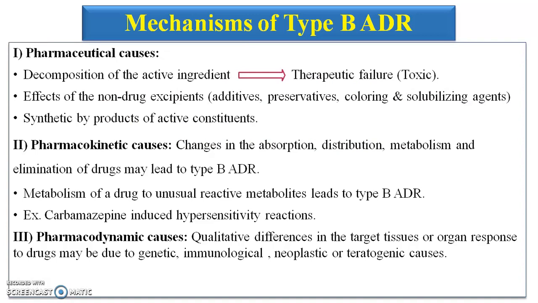And coming to type B mechanisms, again it is divided into three different types: pharmaceutical causes, pharmacodynamic causes, as well as pharmacokinetic causes. In case of type B, pharmaceutical causes include decomposition of the active ingredient, where once the active ingredient is decomposed, it may lead to therapeutic failure, or it may change into a toxic drug. So the active ingredient is sometimes converted into a non-active ingredient, which is not clinically significant for treating the particular condition, and it may end up with a therapeutic failure.